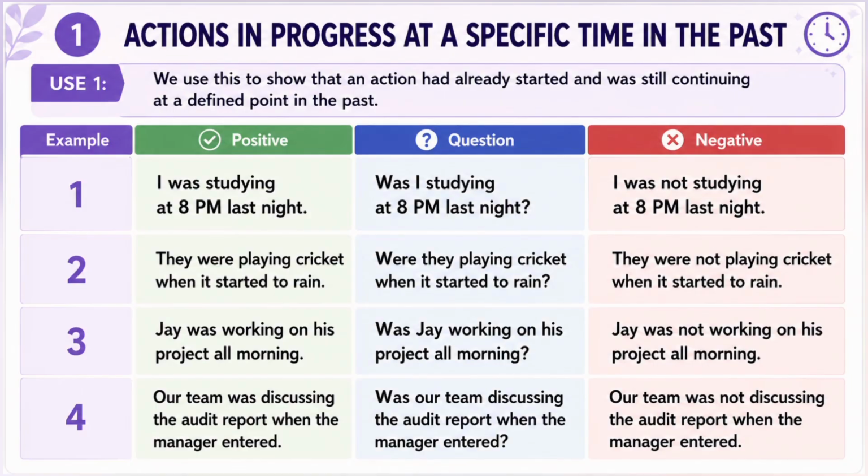Example 3. Positive. Jay was working on his project all morning. Question. Was Jay working on his project all morning? Negative. Jay was not working on his project all morning. Example 4. Positive. Our team was discussing the audit report when the manager entered. Question. Was our team discussing the audit report when the manager entered? Negative. Our team was not discussing the audit report when the manager entered.